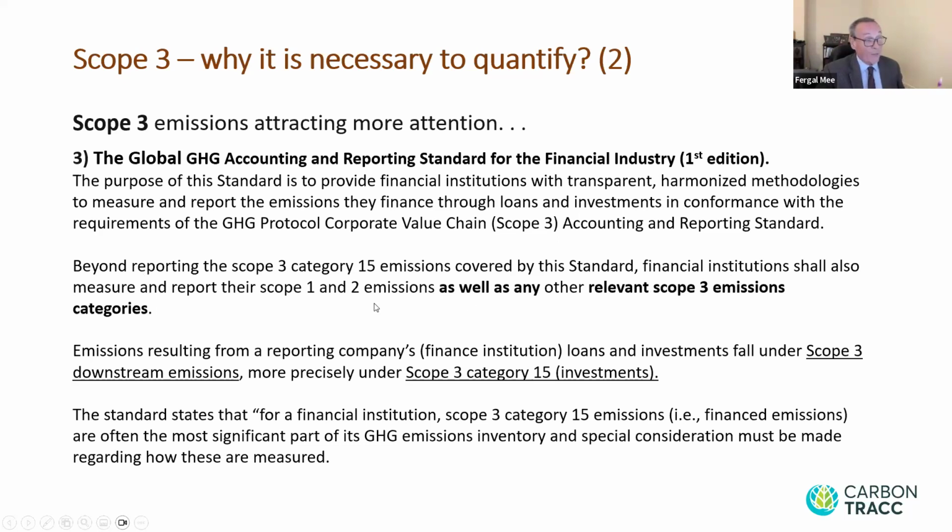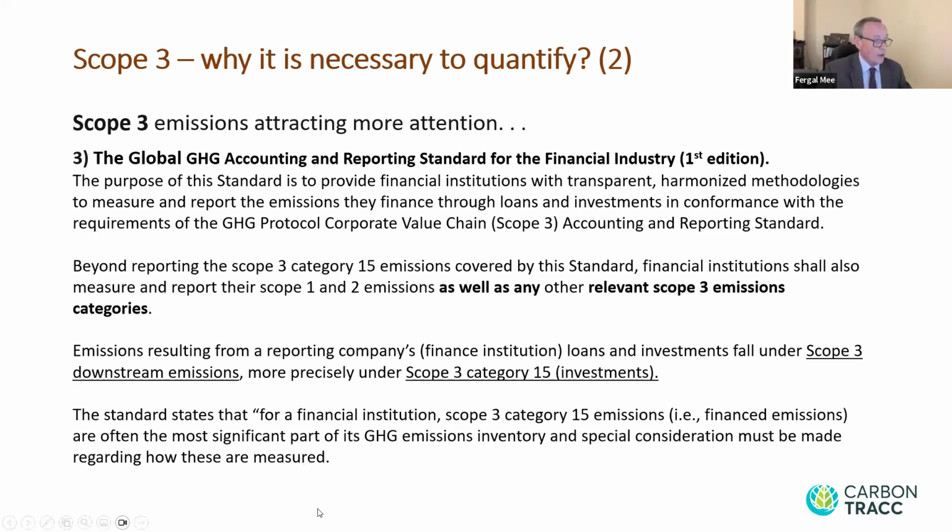Again, of course, it goes without saying that they must report their own Scope 1 and Scope 2 emissions. And again, just to remind us, emissions resulting from the banks' loans and investments fall under Scope 3 downstream emissions, more precisely Scope 3 category 15 investments, as I've already said.